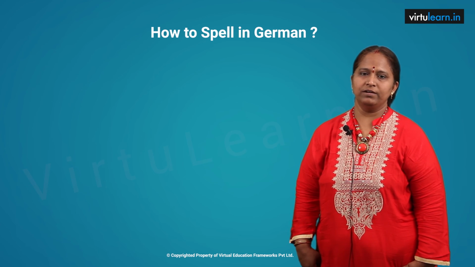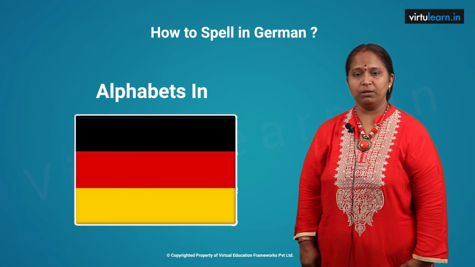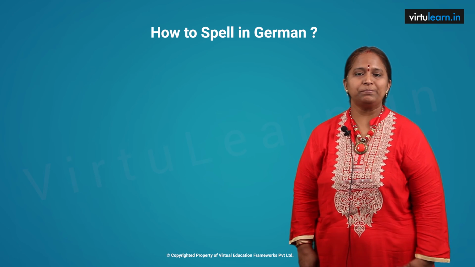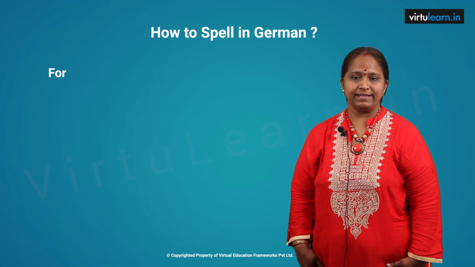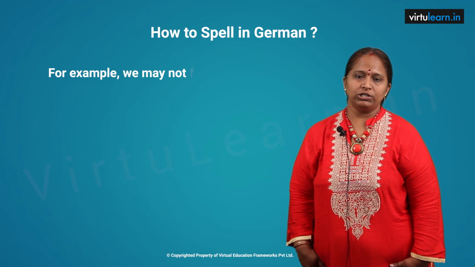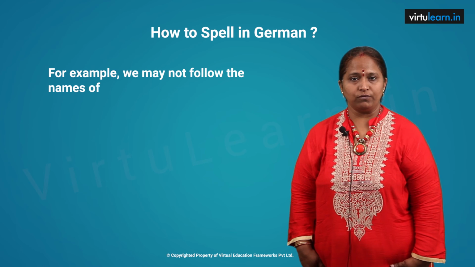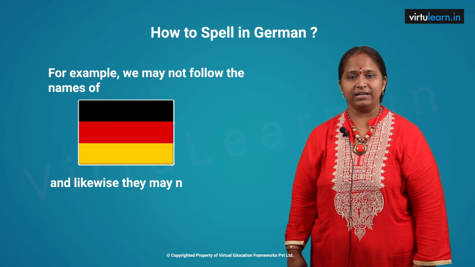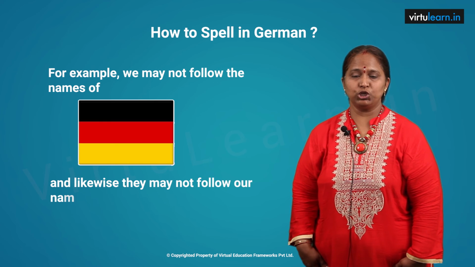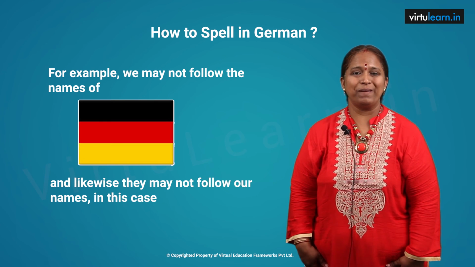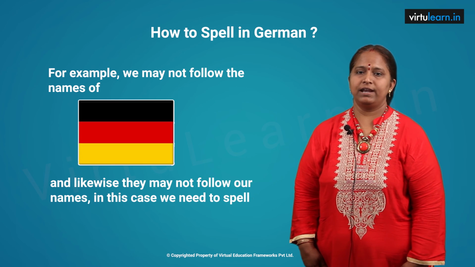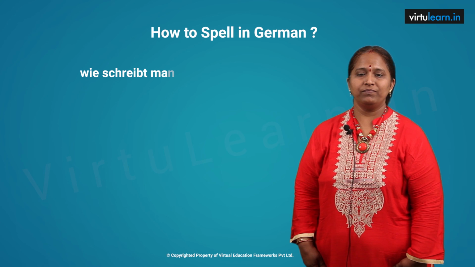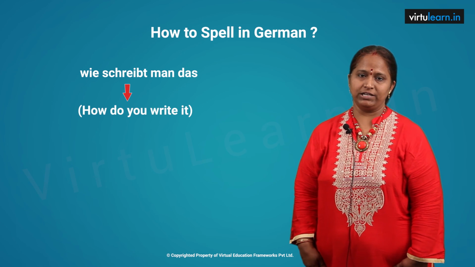Now that you have learned the alphabets in German, one should always also know how to spell the names. For example, we may not understand the names of Germans. Likewise, the Germans may not understand our names. In such cases, we need to spell the names for our understanding purposes. That is called as wie schreibt man das? How do you write it?